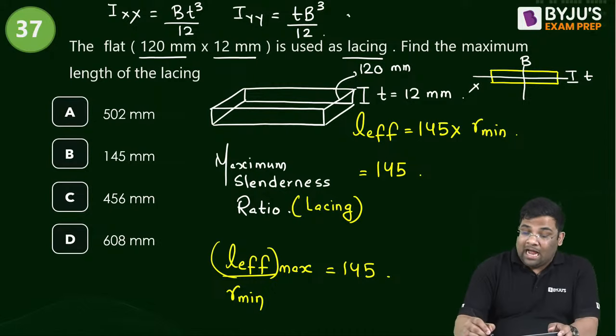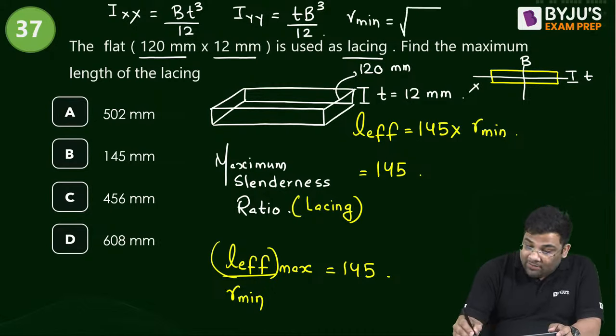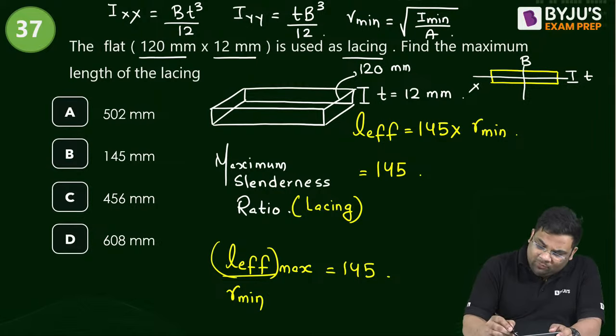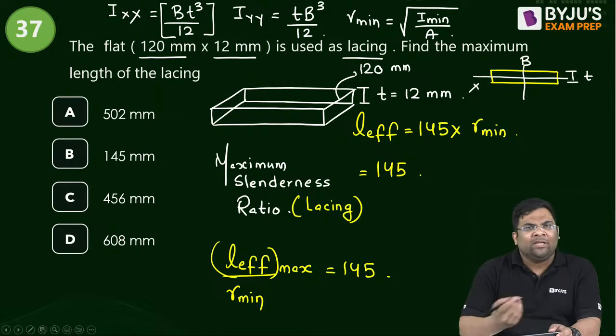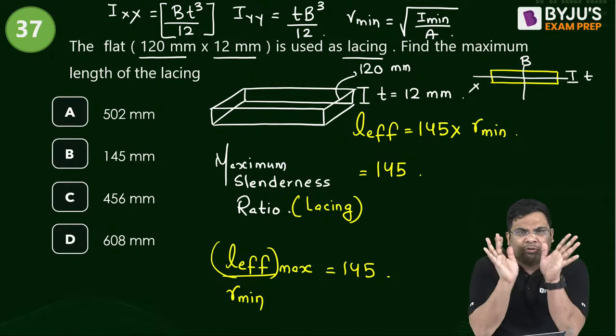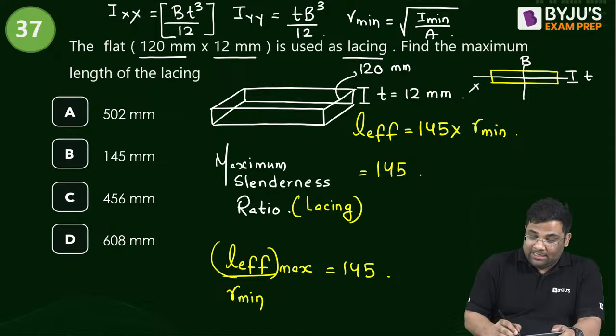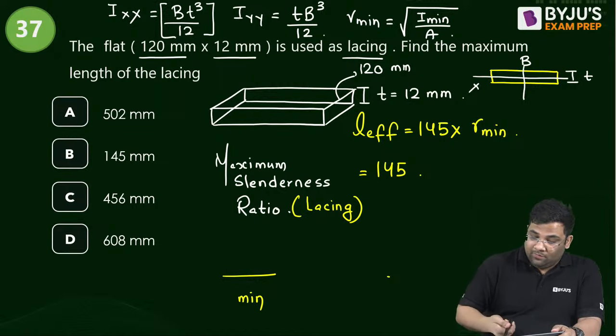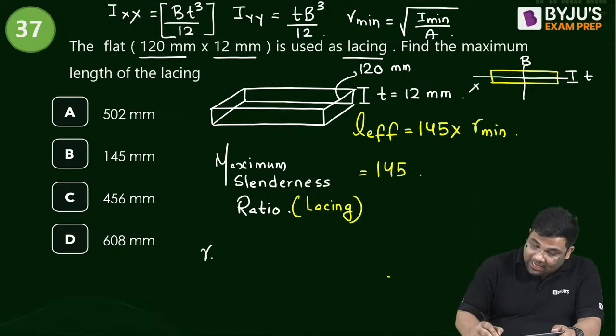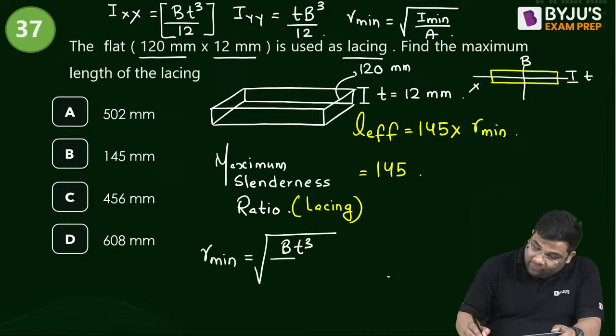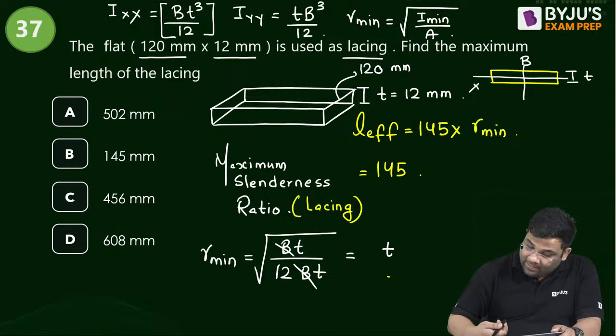Now, when I find R minimum, I will take I minimum by A. So, you can see that the minimum one will be this one only, Bt cube by 12, because T cube will obviously be less than B cube, right? So, for this rectangular section, R minimum will be root under Bt cube by 12 and area is B into T. So B gets cancelled, I get T square. So, T by root 12.